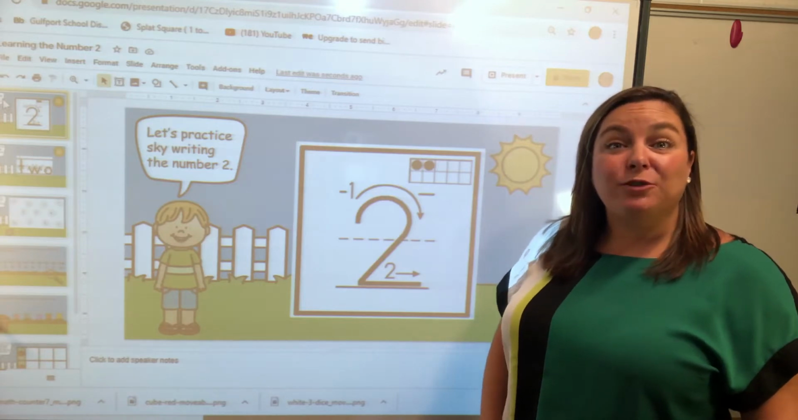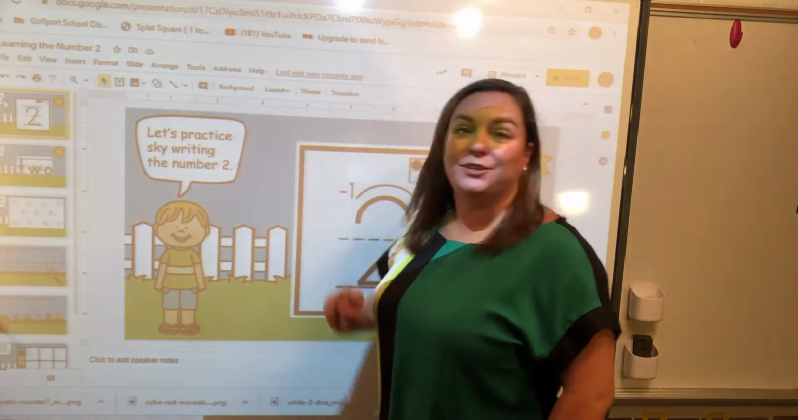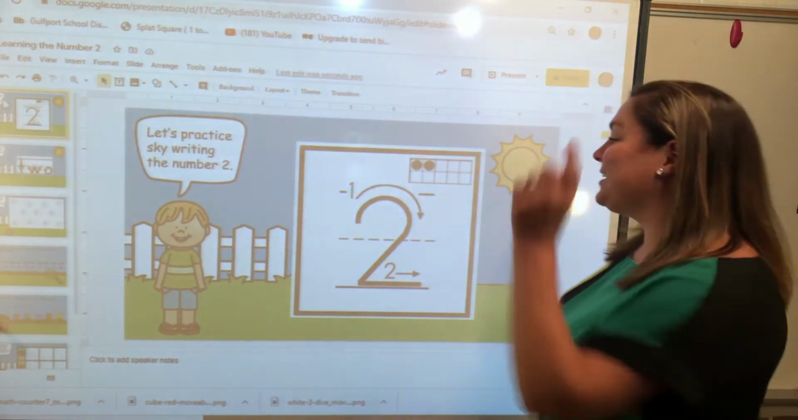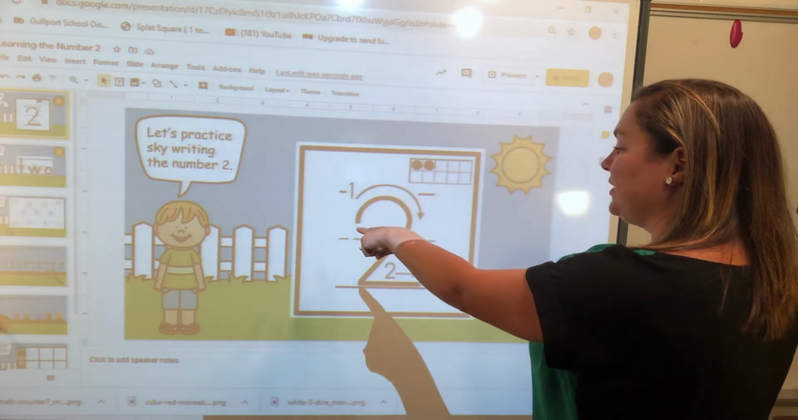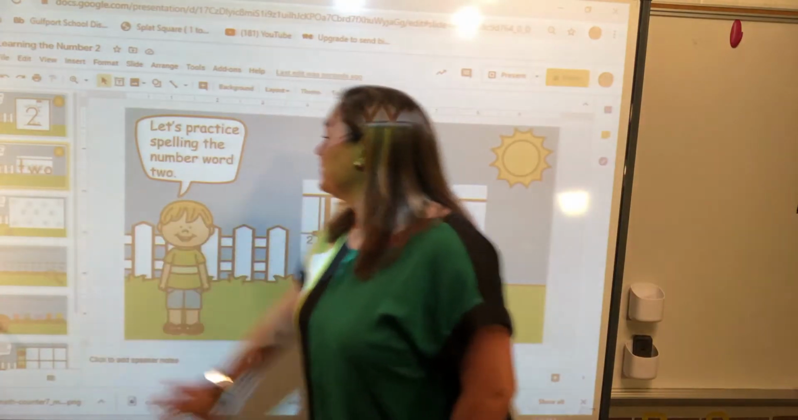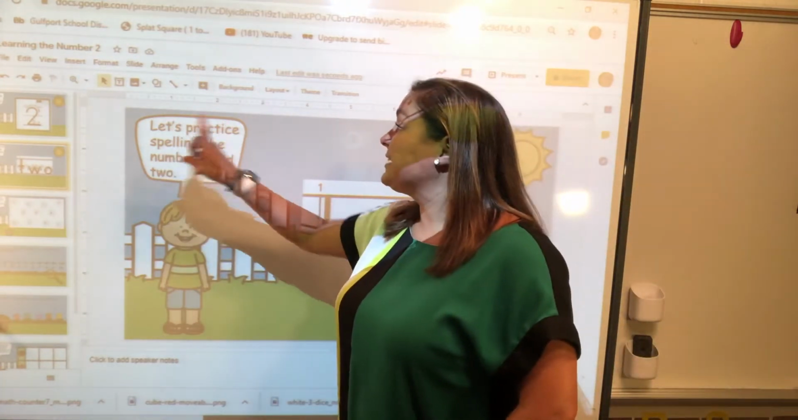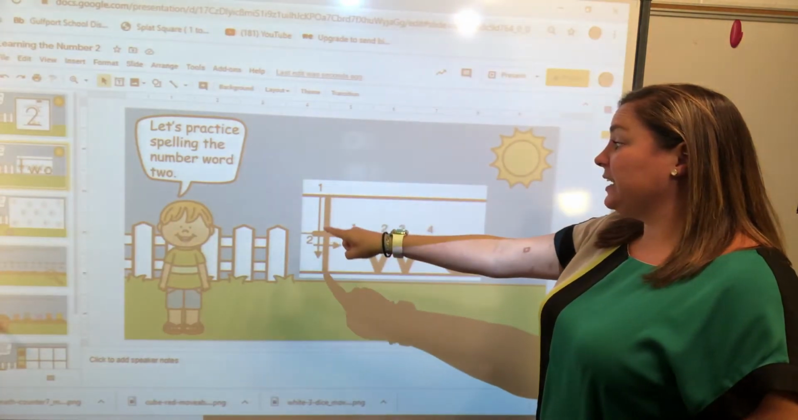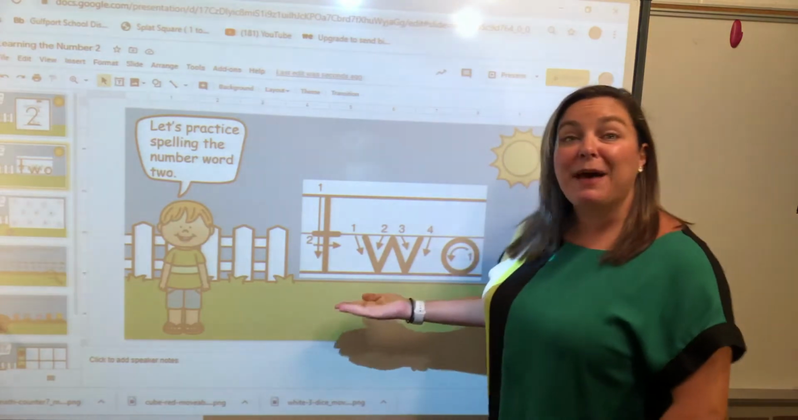Now that we've learned a little bit about the number 2, let's practice skywriting the number 2. Remember, we need our pointers. Everybody point and press. Whoops, sliding, whoops. Great job. Now we have our number word 2. Let's practice spelling the number word 2. T-W-O spells 2.